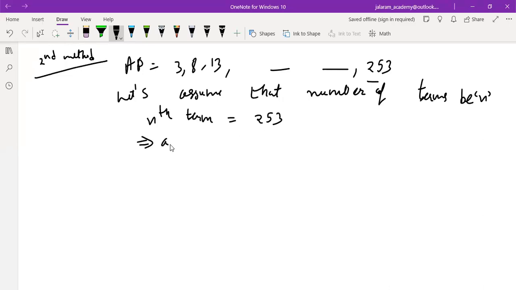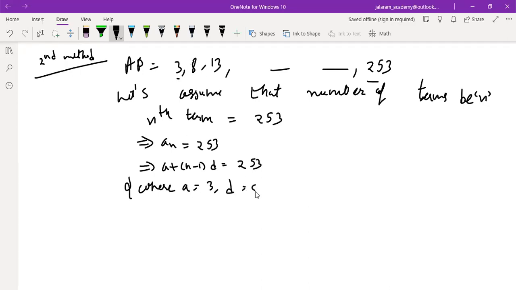253. That is, we denote it by an. And what is the formula for an? A plus (n minus 1) into D equals 253, where the first term A is 3. The difference D is 8 minus 3 equals 5. So when we substitute these values, 3 plus (n minus 1) into 5 equals 253.